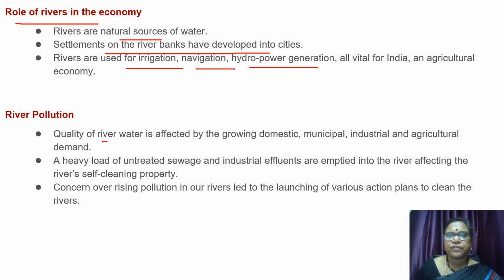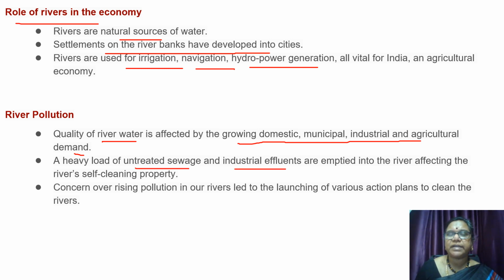The quality of river water is affected by the growing domestic, municipal and industrial as well as agricultural demand. A heavy load of untreated sewage and industrial effluents are emptied into the river, affecting the river's self-cleaning property. Every river, like human body, has got self-cleaning capacity. But if the amount of effluents that you are releasing into these rivers is beyond its self-cleaning capacity, then it gets polluted and the water will not be fit for use.